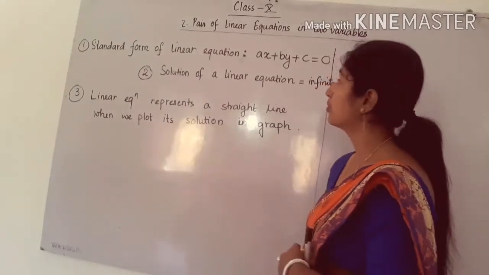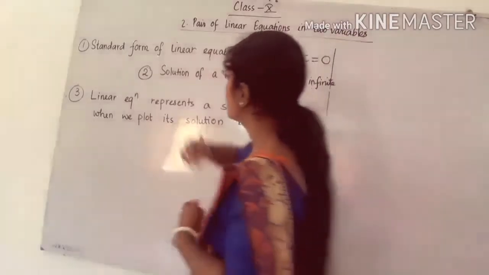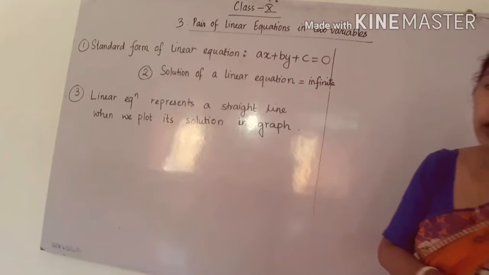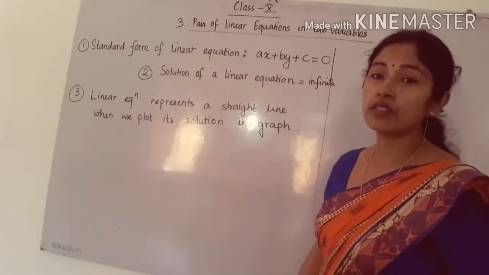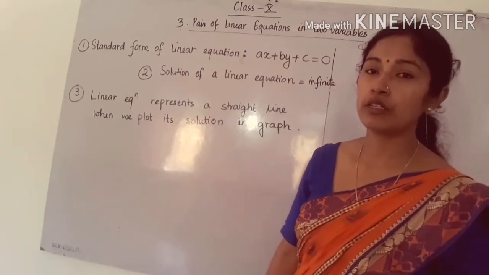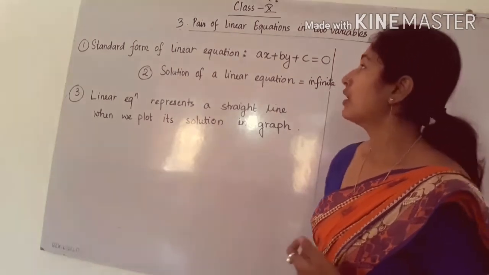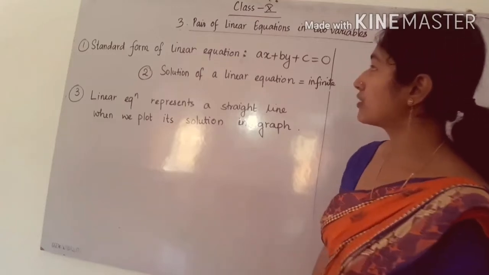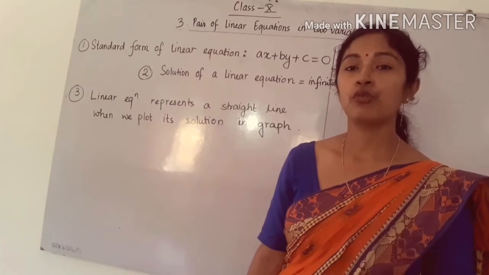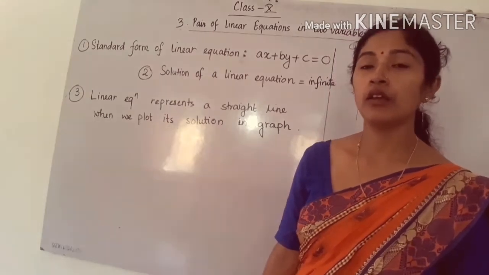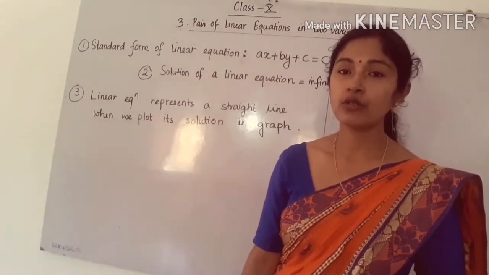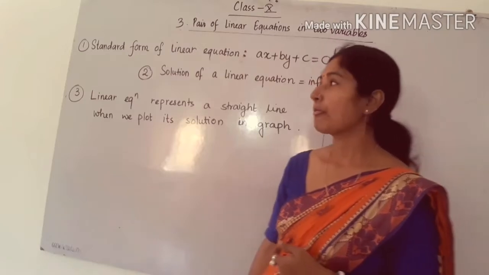So today I am going to start the third chapter, that is pair of linear equations in two variables. In class 9 we already studied linear equation in two variables. That means only one linear equation was present. So now here, pair of linear equations. What is the meaning of pair? Pair means two. So we are given two linear equations in two variables, and we have to solve the linear equations and find the solution of each linear equation.